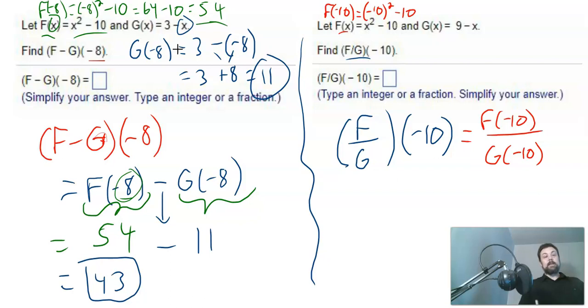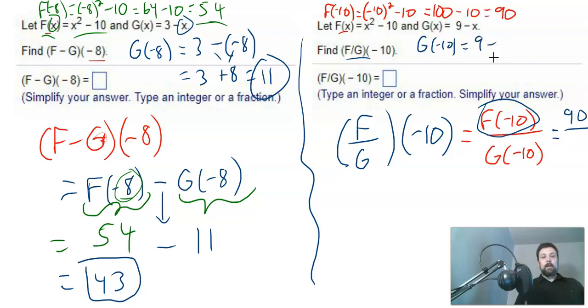Now this time f of x happened to be the same as the first problem, but g of x is different, so be careful about that. And so we're going to get 100, because negative 10 squared is 100, minus 10, which is 90. So now that I know what f of negative 10 is equal to, I replace it with 90. We'll do the same thing with g. So g of negative 10 will be 9 minus negative 10, which is 9 plus 10, which is going to be 19. Now that I know what that's equal to, I replace it with 19.